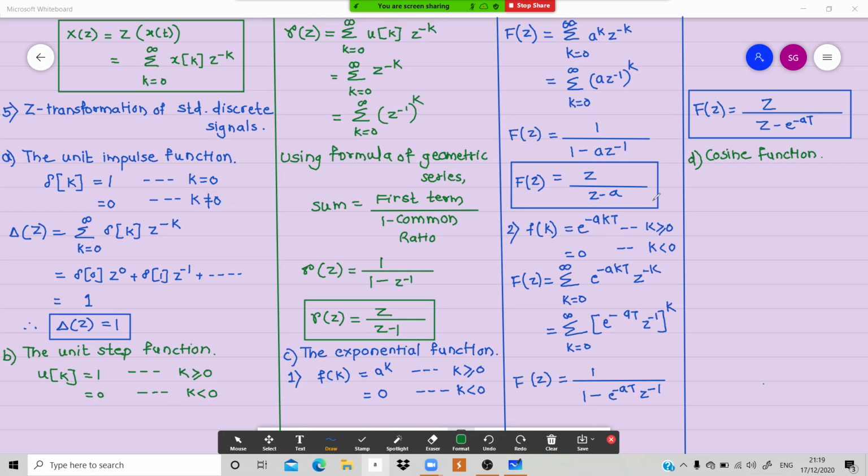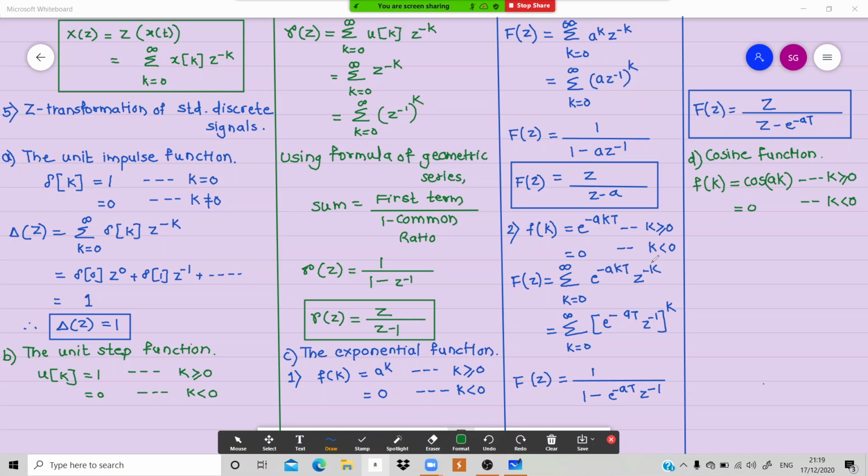That is the cos function. So f of k is equal to cos of ak, where k is greater than or equal to 0, and is equal to 0 when k is less than 0. Fine. Now we want to represent this.